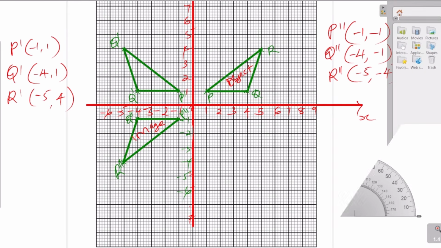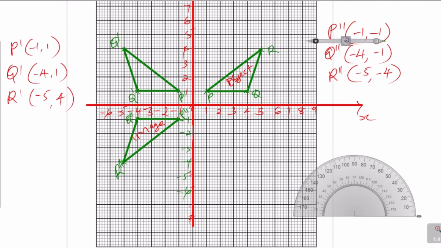Now we're going to do some construction, because we must have a common angle of rotation. So let's see with one. To determine the center and the angle of rotation, first you join the image point and object point using a straight line. I will use, for instance, Q. I can join Q to Q double prime, like that.